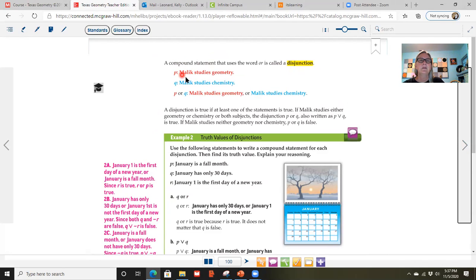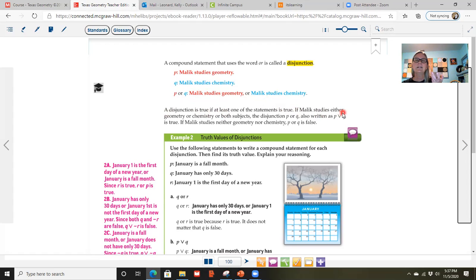So P, Malik studies geometry. Well, I don't know if that's true. That's why they didn't list the truth value here. Q, Malik studies chemistry. So P or Q states that Malik studies geometry or Malik studies chemistry. A disjunction is true if at least one of the statements is true.